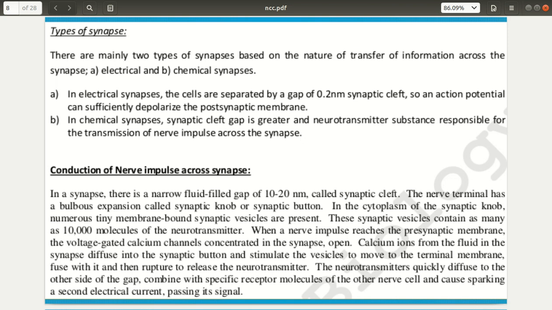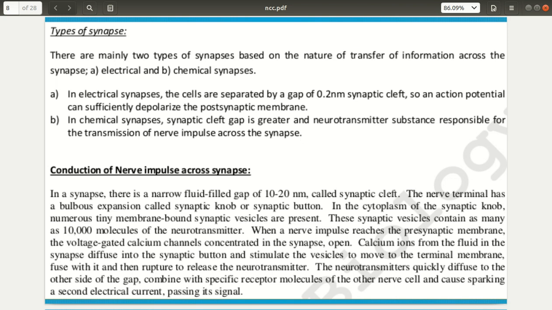So the conduction of nerve impulse across a synapse: you can notice in a synapse there is a narrow fluid-filled gap of 10 to 20 nanometers called the synaptic cleft. The nerve terminal has a bulbous expansion which we call a synaptic knob or synaptic button, which we have noticed in the structure of the multipolar neuron. In the cytoplasm of the synaptic knob, numerous tiny membrane-bound synaptic vesicles are present. These synaptic vesicles contain as many as 10,000 molecules of the neurotransmitter.